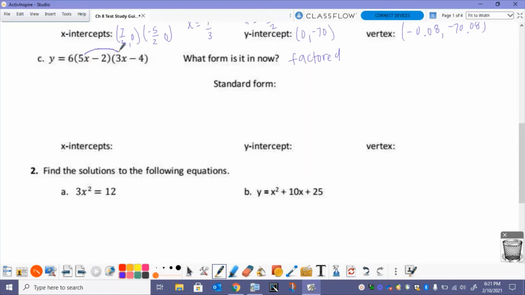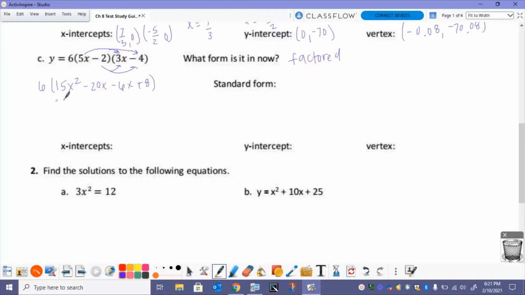Remember, FOIL is first, outer, inner, last. So just ignore your 6 for a minute. Just keep it to the side where it's at. So 5x times 3x gives us 15x squared. 5x and negative 4 gives us negative 20x. Negative 2 and 3x gives us negative 6x. And negative 2 and negative 4 gives us positive 8.